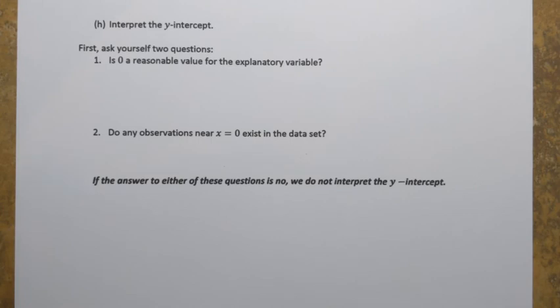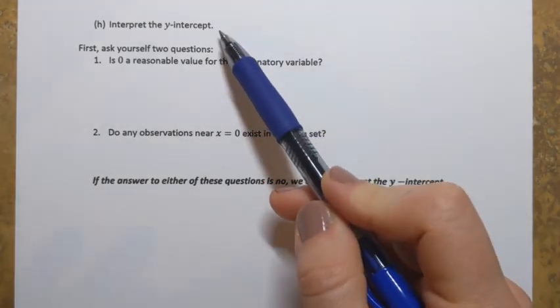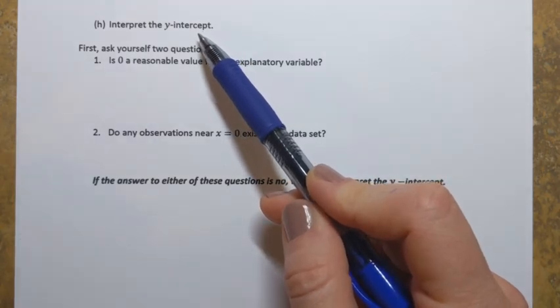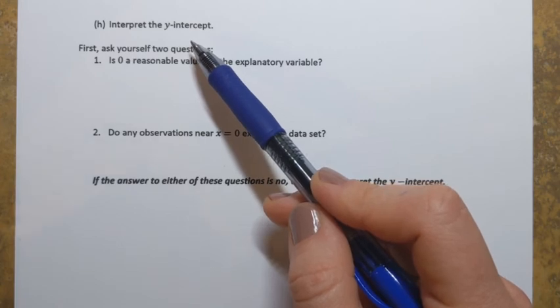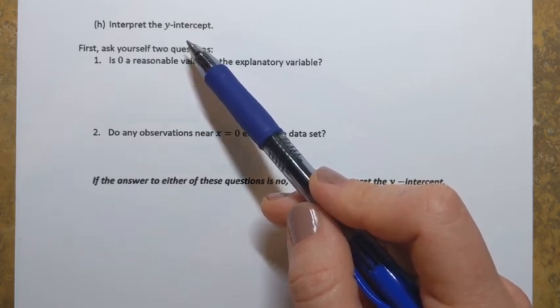And finally, the last question, in which we need to interpret the y-intercept. The y-intercept graphically is the place where our line crosses the y-axis, but in the regression equation or any linear equation, that's the number at the end of that equation that's being added or subtracted.